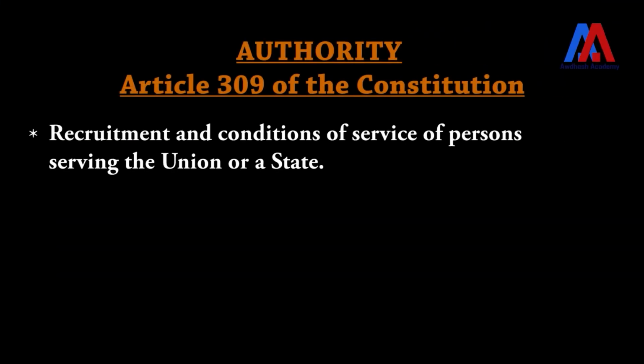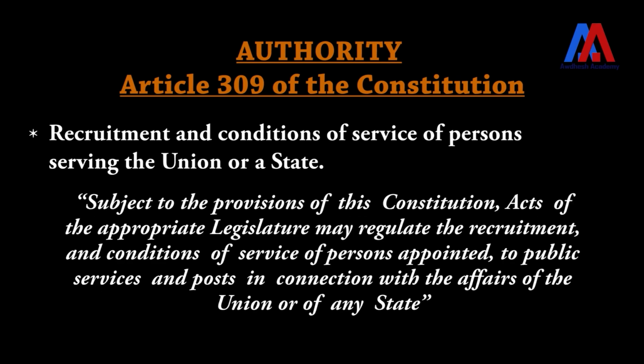First of all, what is the authority of the conduct rule? The authority of the conduct rule comes from Article 309 of the Constitution, which says as follows: the recruitment and conditions of service of persons serving the union or a state. That means it is applicable for the state government as well as for the union government. It says, subject to the provisions of this Constitution, acts of the appropriate legislature may regulate the recruitment and the conditions of service for persons appointed to public services and posts in connection with the affairs of the union or of any state. That means the Constitution empowers the central government as well as the state government to prescribe a certain code of conduct for their employees which they are bound to follow.